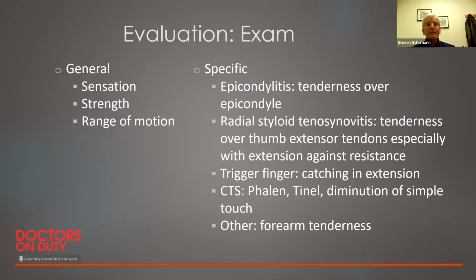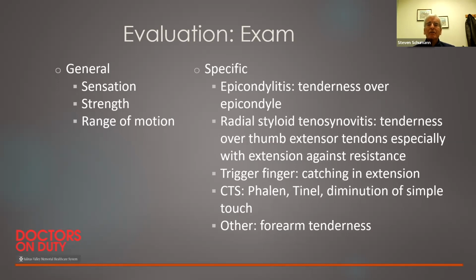As we do an exam, is there a change in sensation that's detectable? Is there a change in strength, one hand to the other? Is there a change in range of motion? And it gives us some idea about, are we talking about epicondylitis if there's tenderness over one or both epicondyles? Is there tenderness over the thumb extensor tendon sheath that would suggest radial styloid? Is there catching of the finger? This is pretty easy and not generally confused with other things.